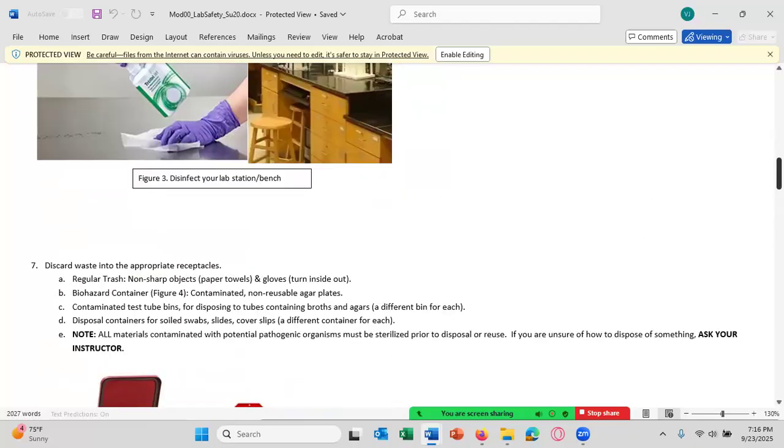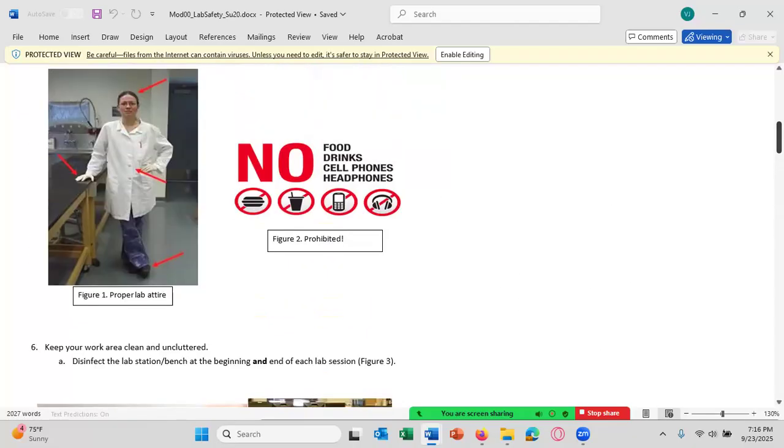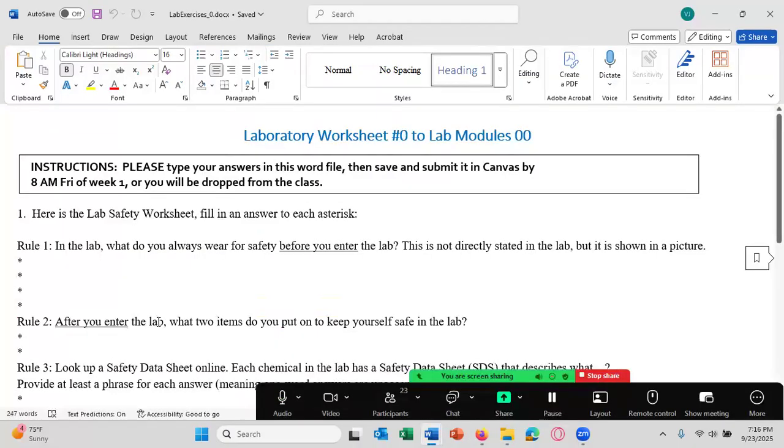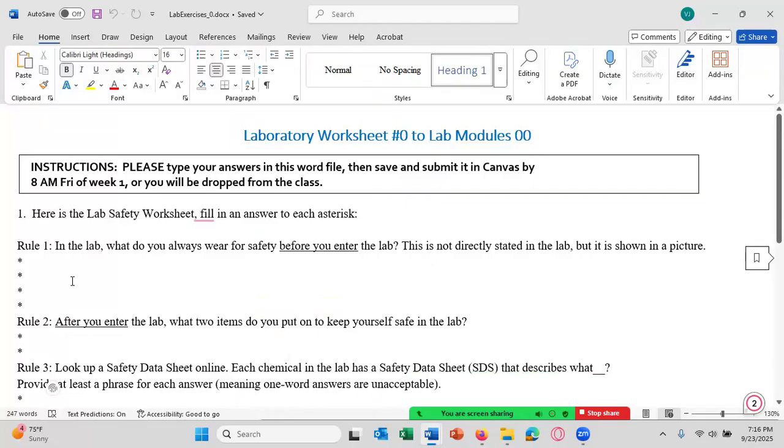And let's quickly go to the questions here. For answering this question, rule 1 in the lab, what do you always wear for safety before you enter the lab? This is not directly stated in the lab, but is shown in the picture. And then rule 2, after you enter the lab, what 2 items do you put on to keep yourself safe in the lab? Some people put, in rule 1, put on a lab coat. And in rule 2, they say, put on a lab coat.